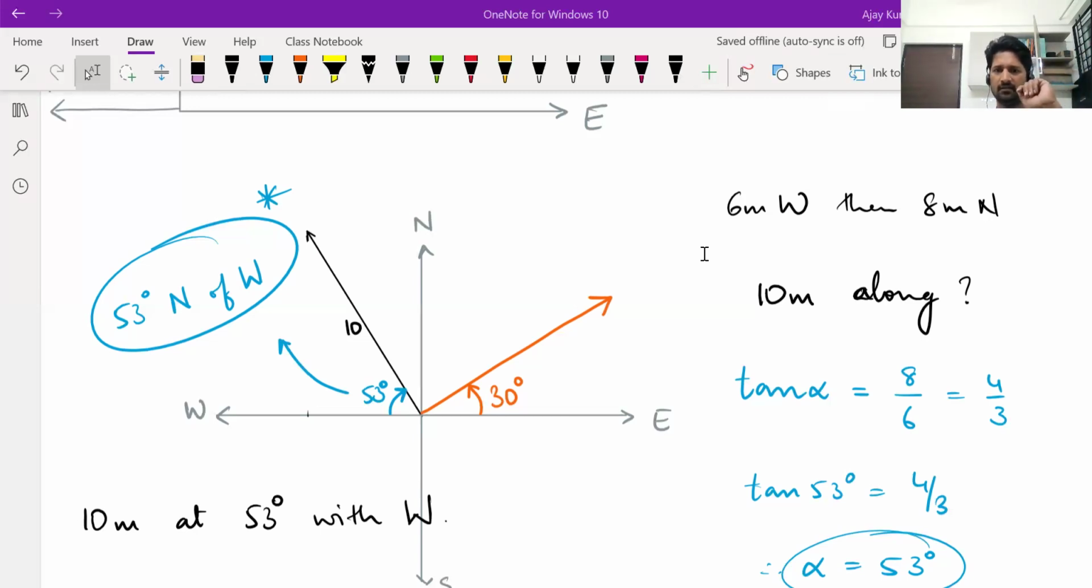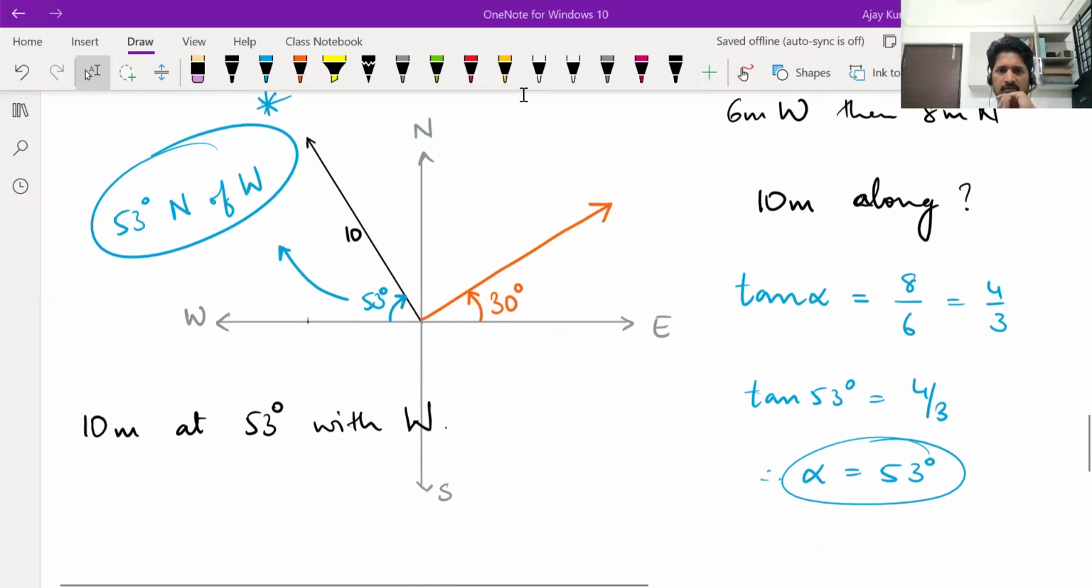How much is the angle? So 30 degrees. From? So from east axis towards? The north. From east towards north. How do you convey that? You can say from east towards north also, but how to do it this way?